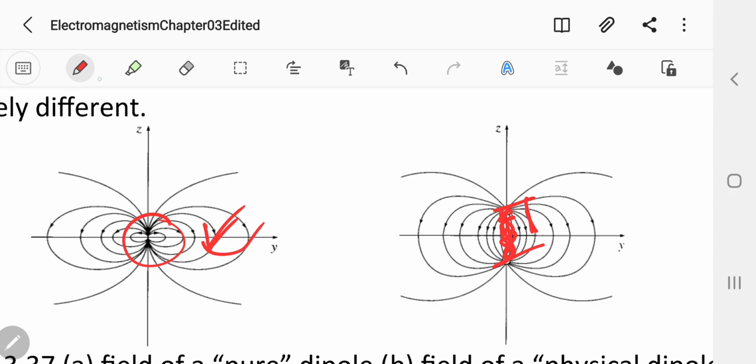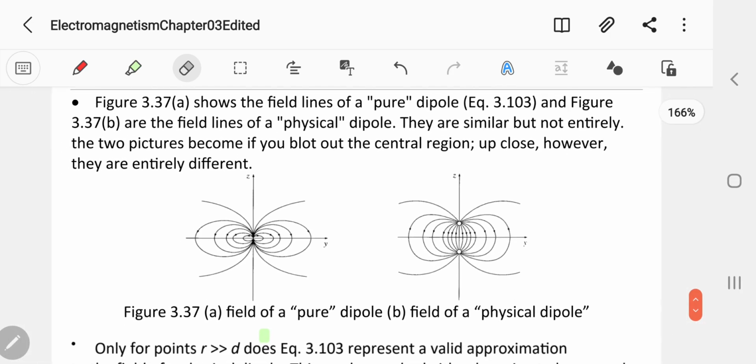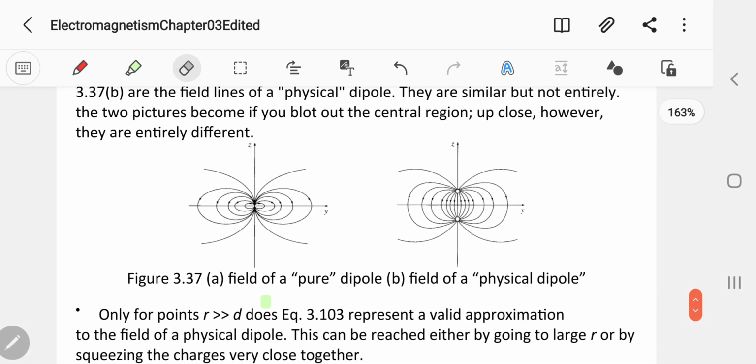So that's it for this chapter. By the way, the one thing that you really have to point out is that R should be greater than D.